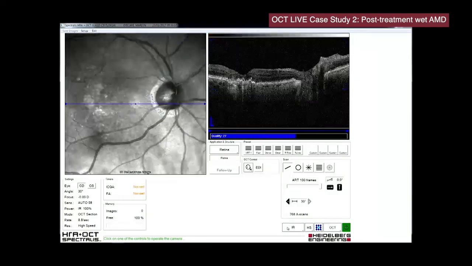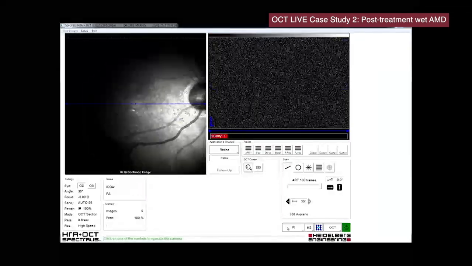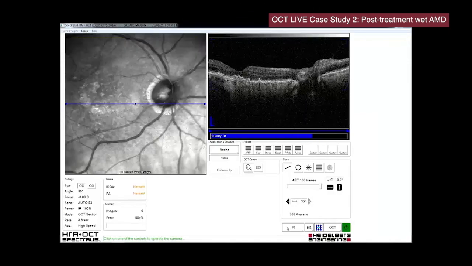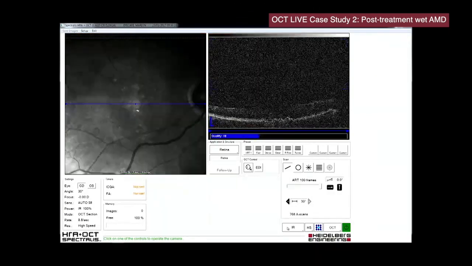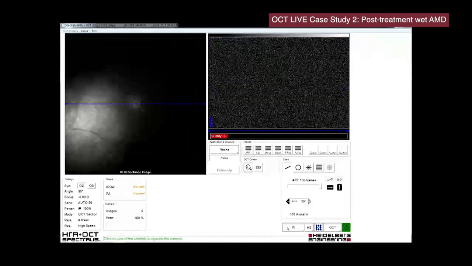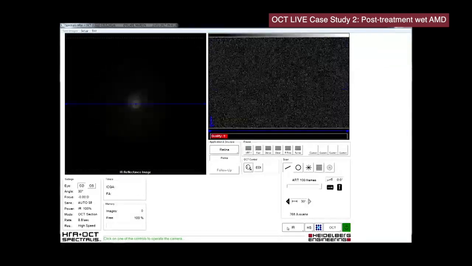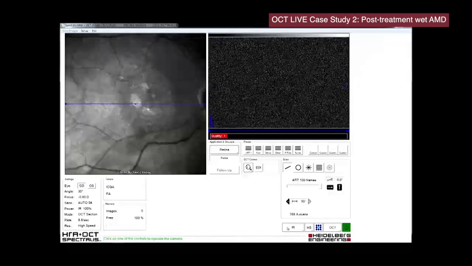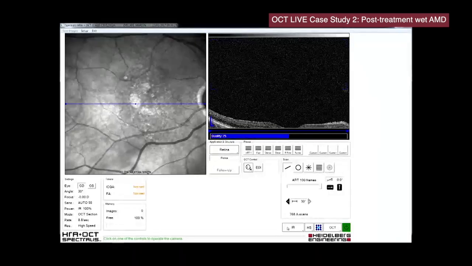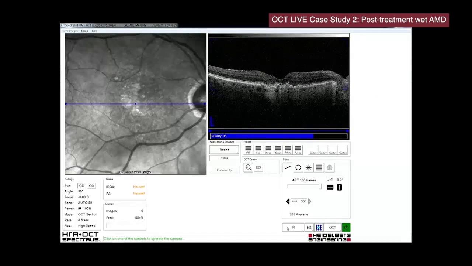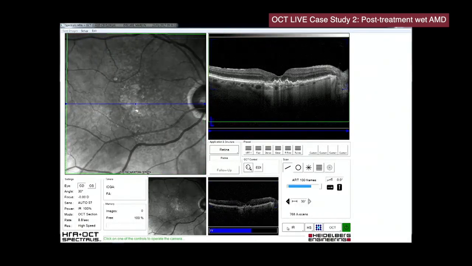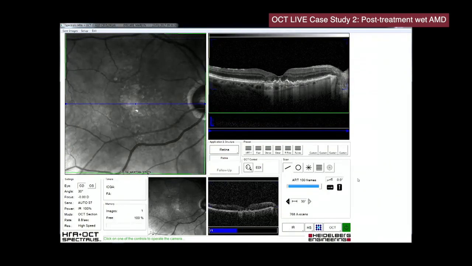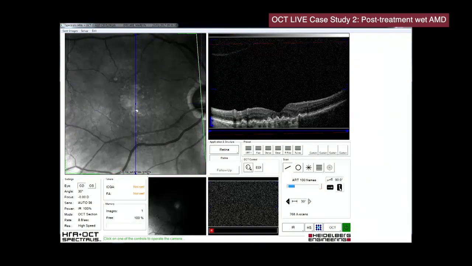So if we start with our live scan, let's first start looking at the infrared reflectance image, and we can already start to see some pigmentary change centrally. So eye track. Now I've got a stable image. We're now averaging multiple images. We're doing a vertical oriented scan.